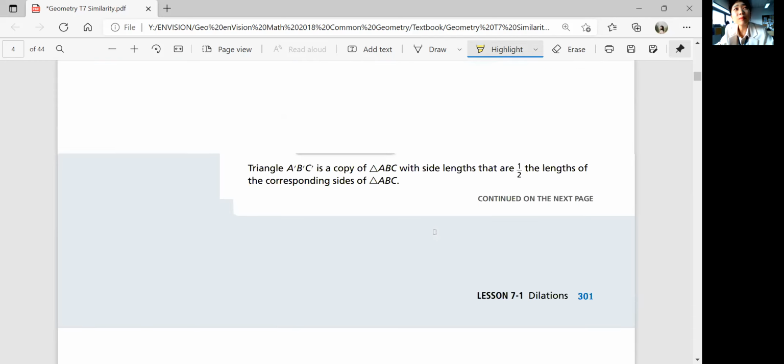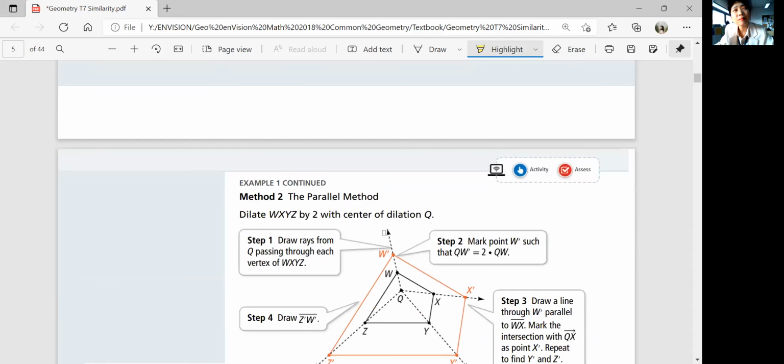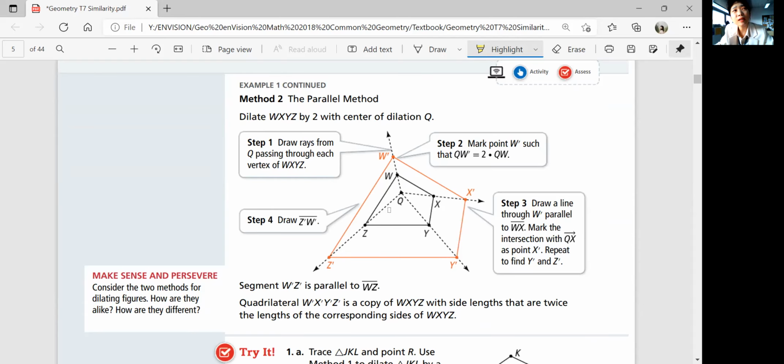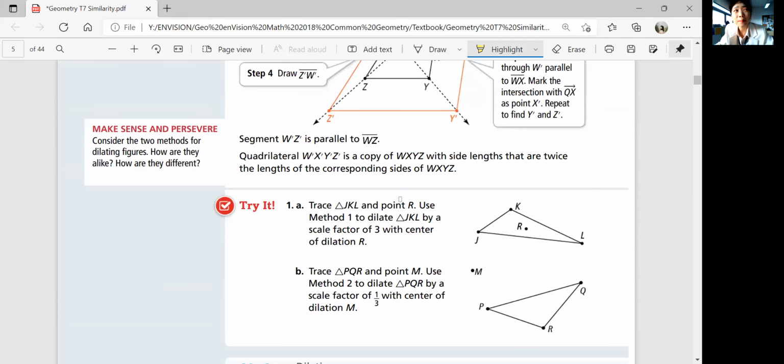Okay, so the first method: the center of dilation is outside the figure, and you measure your distances outside the figure. And the second method is the parallel method, where you have the center of dilation inside your figure. Okay, let's look at try number 1A and B.